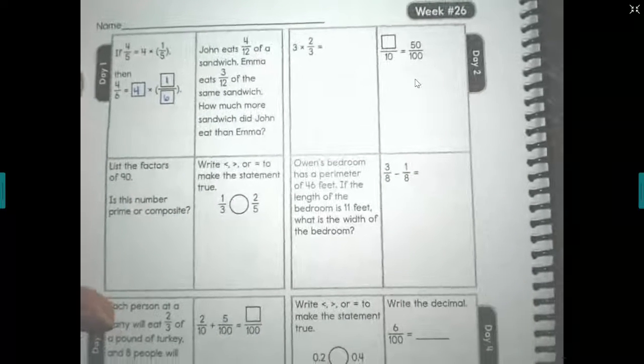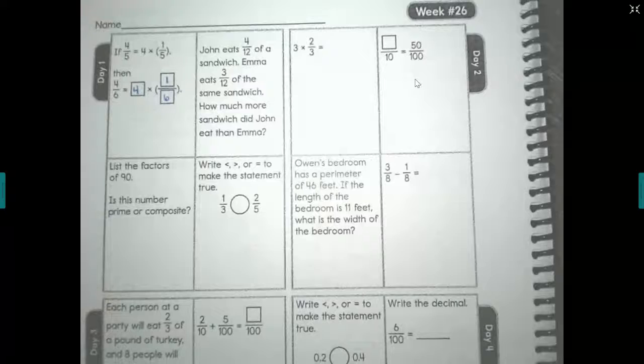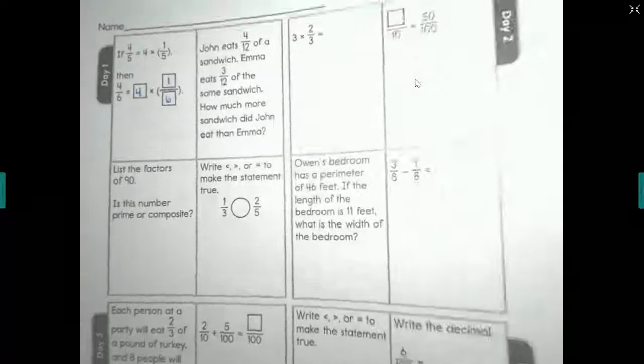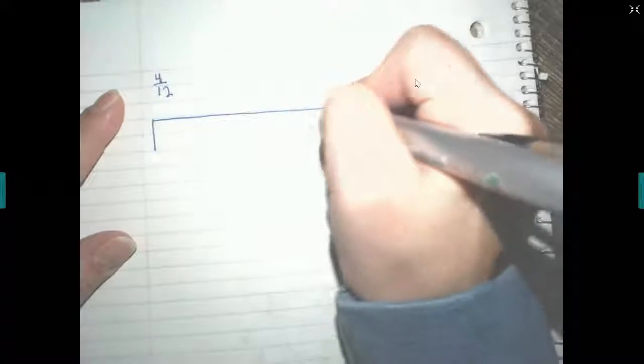All right, John eats 4/12 of a sandwich. Emma eats 3/12 of the same sandwich. How much more sandwich did John eat than Emma? All right, so I'm going to go to my notebook for this. So we've got 4/12, and that's John. And we're going to go ahead and just draw a fraction bar for 4/12.